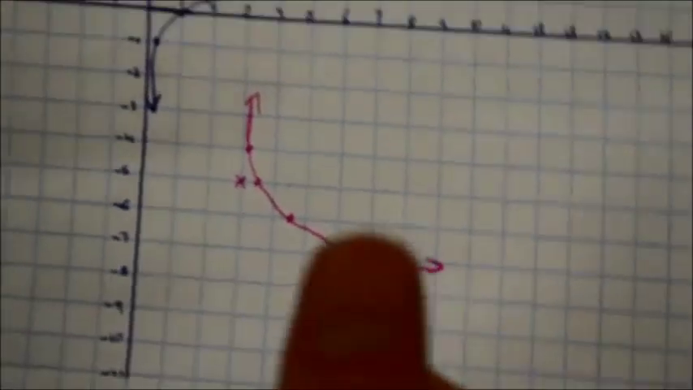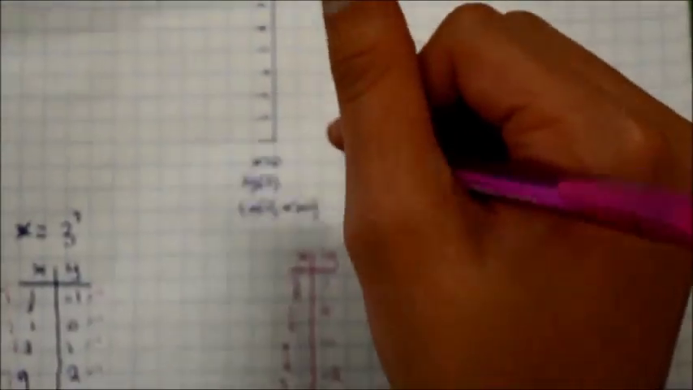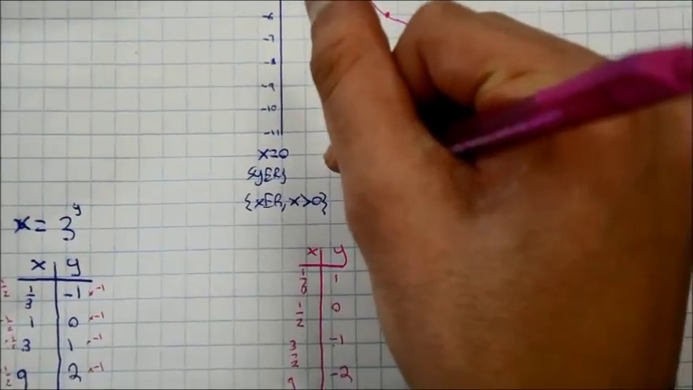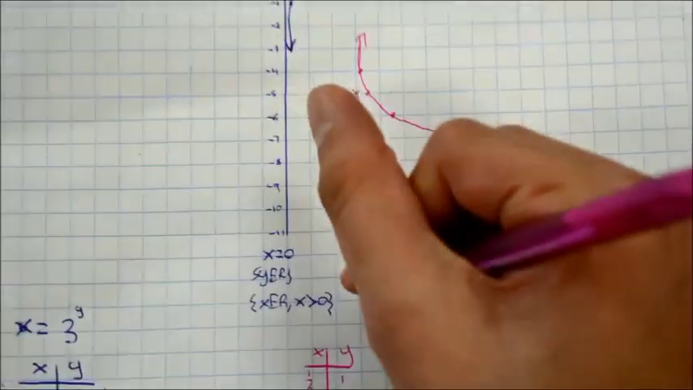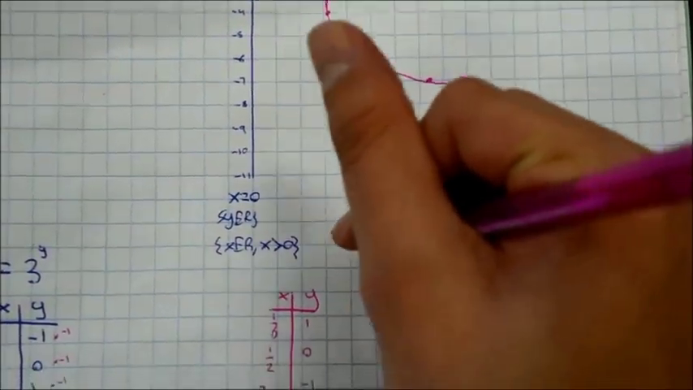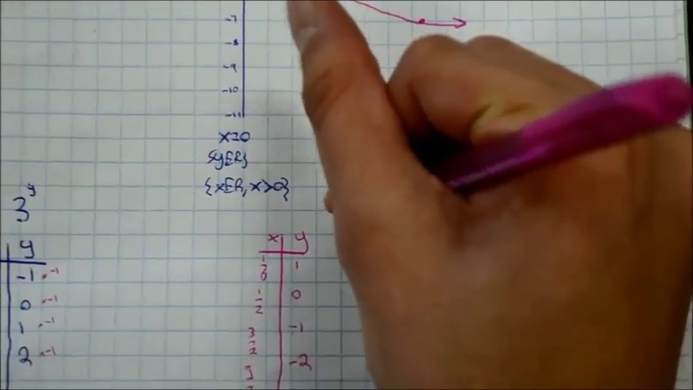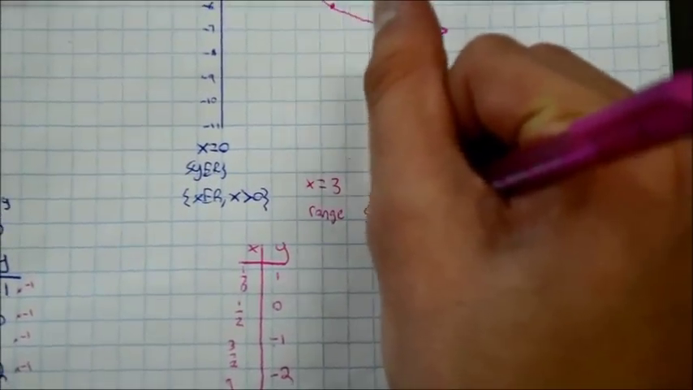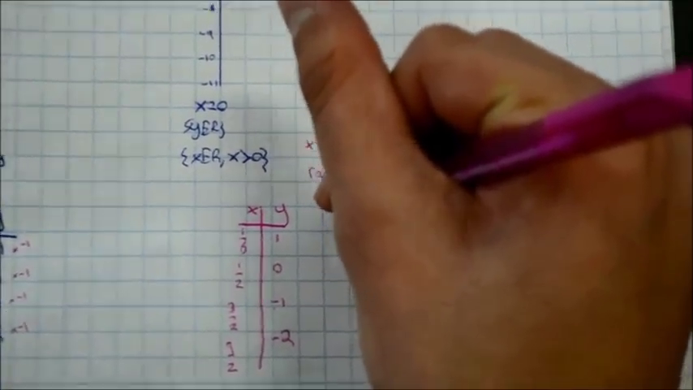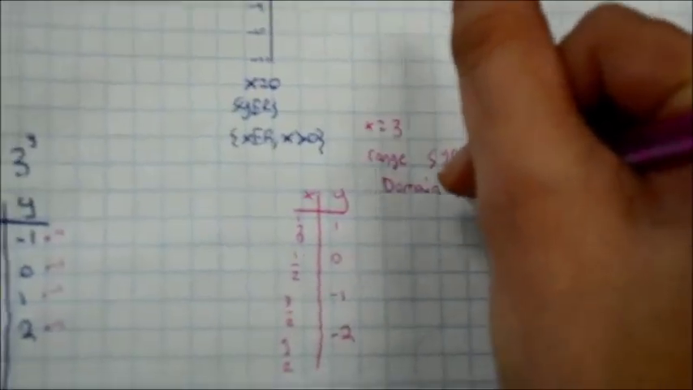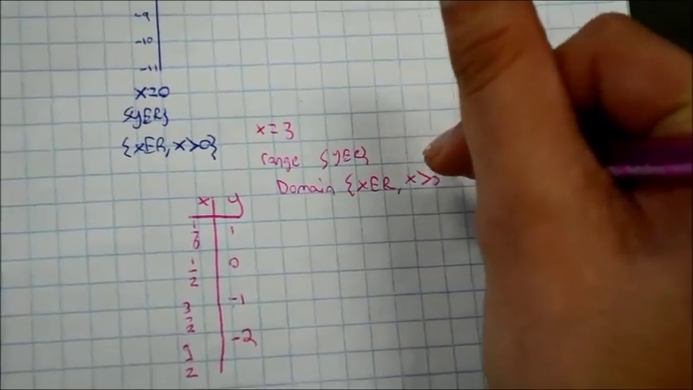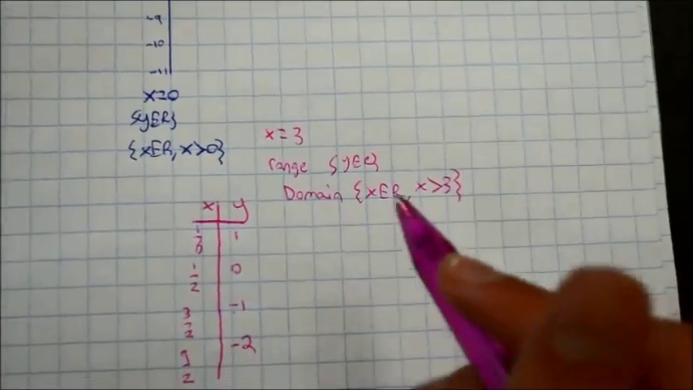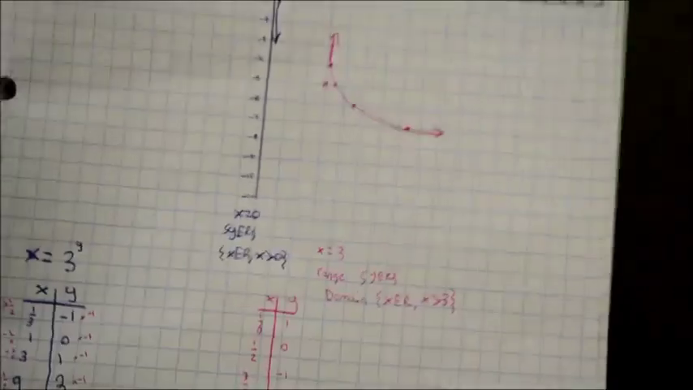What you're going to do now is just write down the asymptote, domain, and range. So our asymptote is x equals 3. Our range, y equals all real numbers, and domain, x equals all real numbers. X has to be greater than 3. So that's how you apply transformations to logarithmic functions.